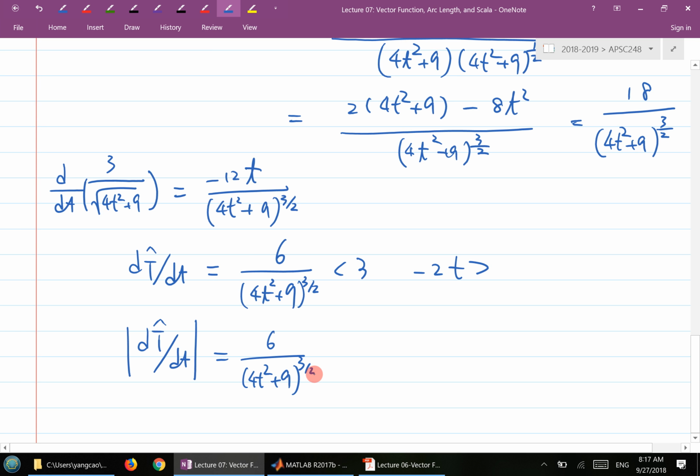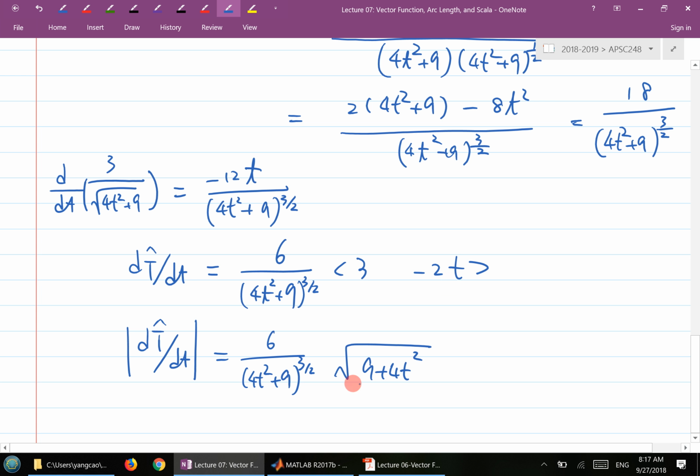And then you calculate the length of the rest, the 3 and negative 2t, which is 9 plus 4t squared. So that simplifies your calculation. When you calculate the length of a vector, you should try to pull out the common factors first, and then just calculate the length of the remaining vector. Okay.